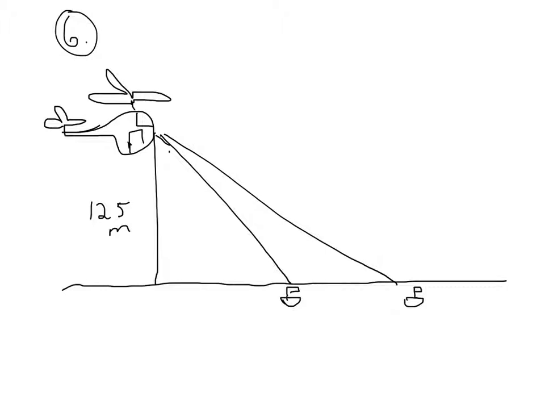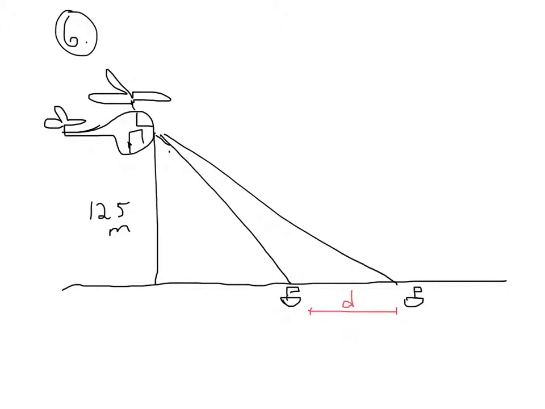It says two sailboats are going right behind one another, and they're observed by a pilot who is 125 meters above the ocean. The angles of depression are 14 degrees and 23 degrees. How far apart are the boats? So what we're ultimately looking for is this distance here between the boats. Let's call it D.